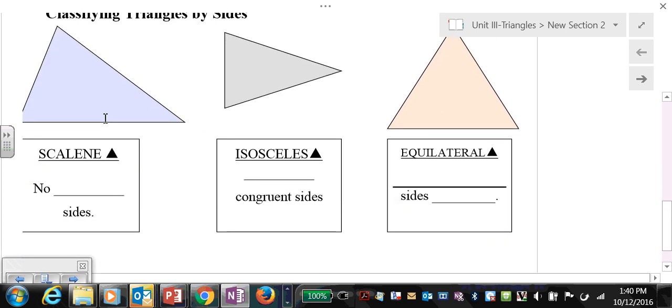Okay, scalene. So that's how I remember scalene. None of the sides are equal. Notice the hatch marks. No congruent sides.